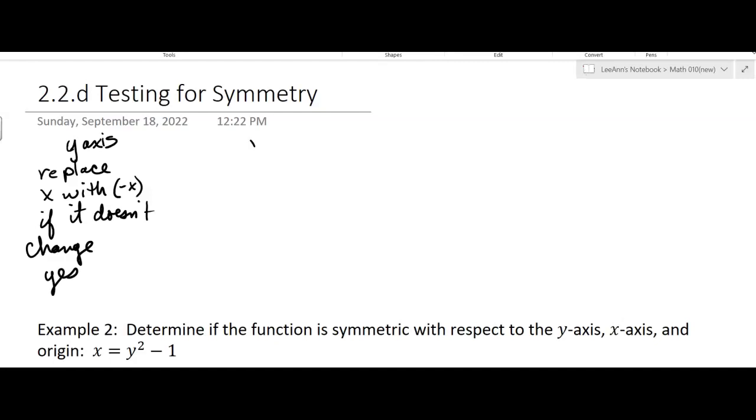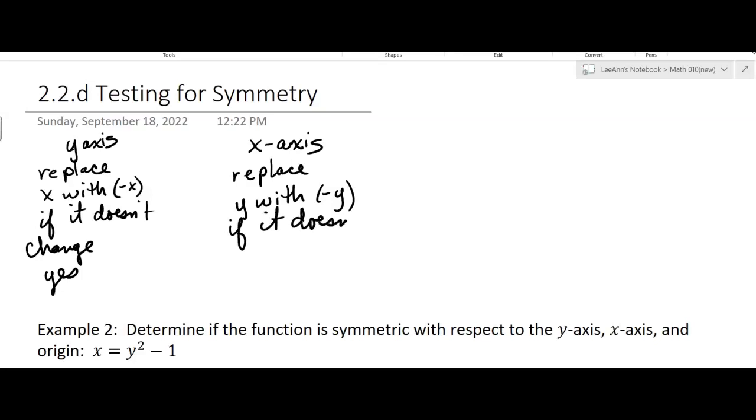Okay, so if you want to know for the x-axis, you replace y with the opposite of y. And if it doesn't change, then the answer is yes.